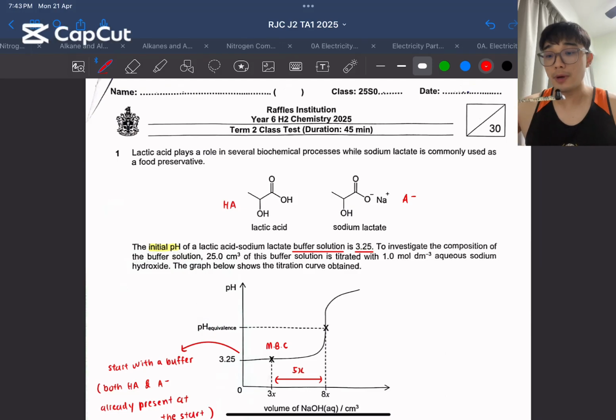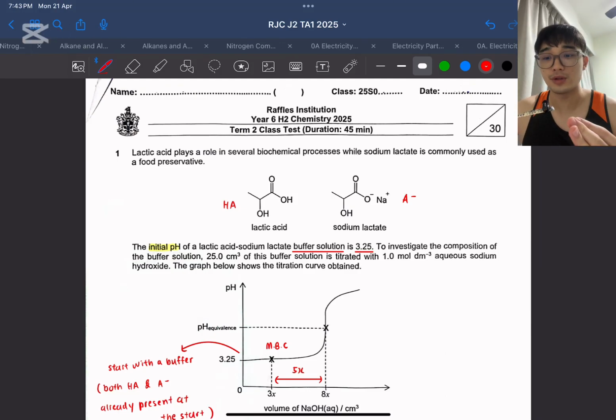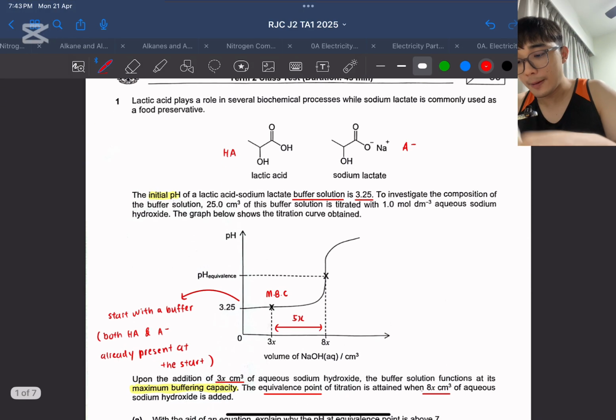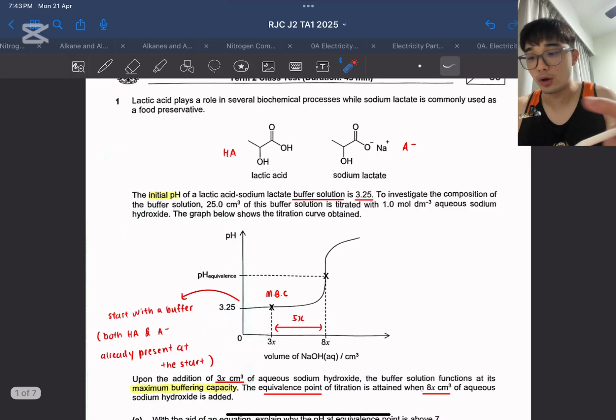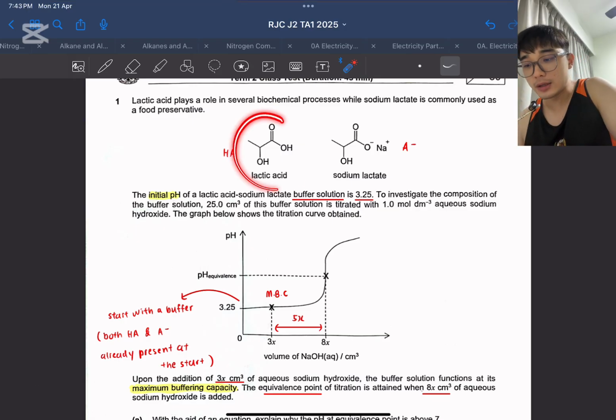All right, time for paper breakdown. So let's go straight into the questions. First things first, we have an acid-base equilibrium titration curve question. This is lactic acid.